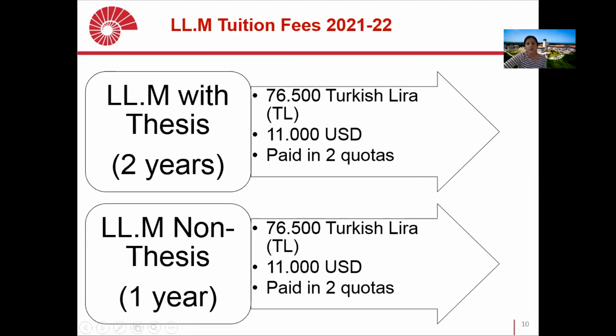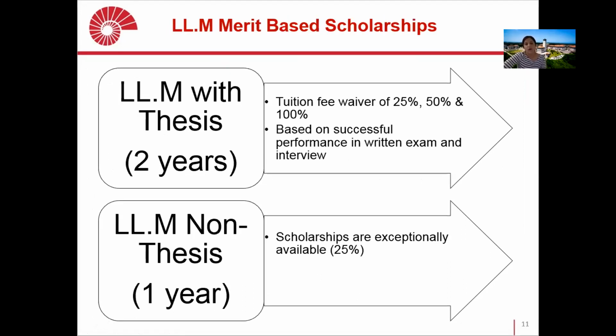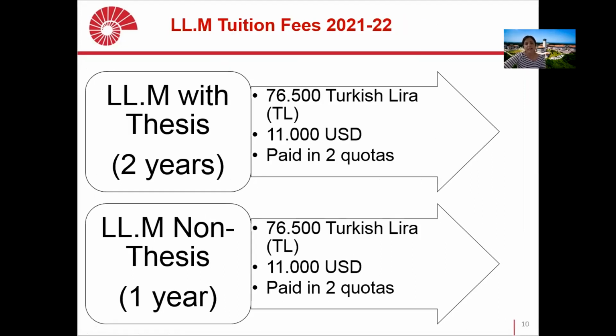The tuition for both programs, with thesis and non-thesis, for the whole program, not for one year, is 76,500 Turkish lira, which is 11,000 US dollars. You can pay it in 2 installments for both programs. If you follow non-thesis, it's again the same price, and the tuition will be the same.